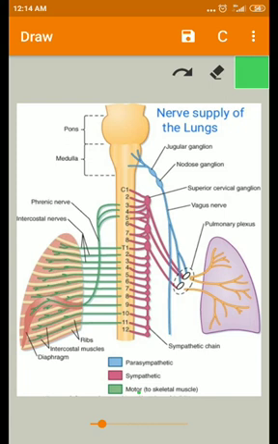The fibers which are motor supply the bronchial muscles, that means the bronchial tree. The muscles which are surrounding the bronchi, the smooth muscles, are supplied by these parasympathetic motor fibers, and stimulation of these motor fibers causes bronchospasm. That means constriction of the bronchi. What is happening? Constriction of the bronchi is taking place.